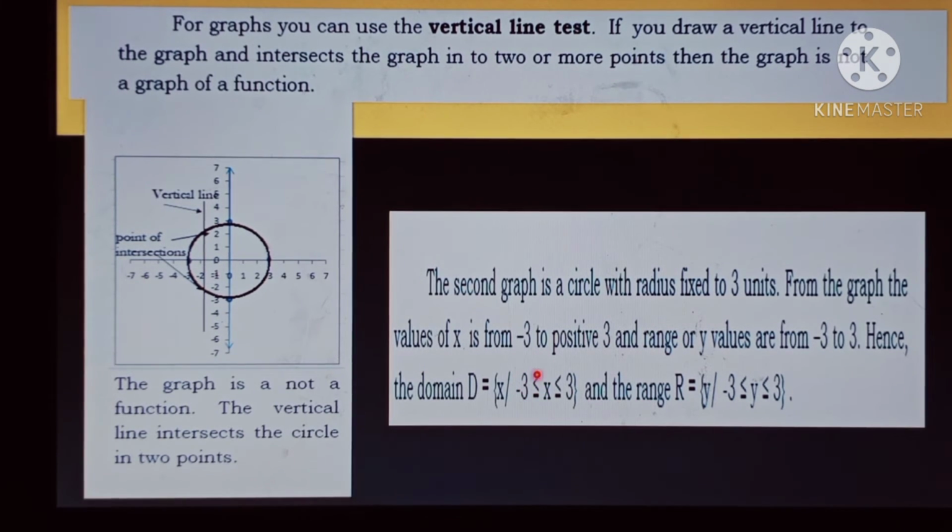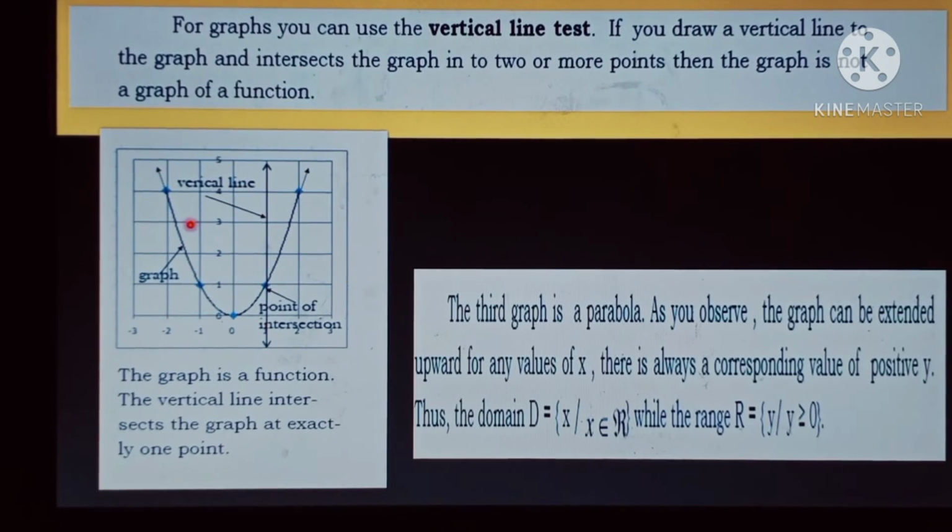This symbol is an inequality. Since we are heading this way, you cannot read it as x is less than or equal; that will be wrong. So, reverse the reading. And the range is equal to the set of values of y such that y is less than or equal to 3, but greater than or equal to negative 3.